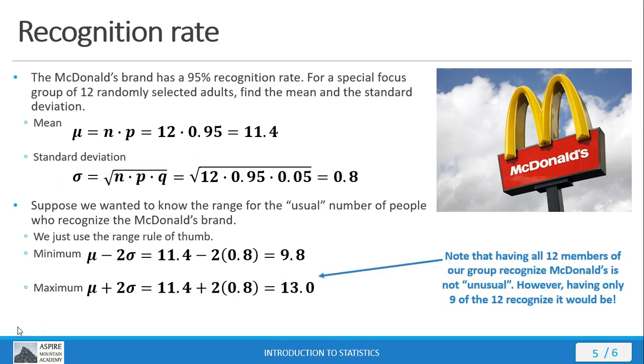So with this range of values, note that having all 12 members of our focus group recognize the McDonald's brand would not be unusual. And we wouldn't even think of that as unusual because with such a high recognition rate, practically everyone recognizes the McDonald's brand. However, if only 9 of the 12 recognize the brand, so there's 3 of them that don't, that would be unusual. And that makes sense. It would be unusual to have a quarter of randomly selected adults say they don't recognize the brand. Yeah, that would be unusual.